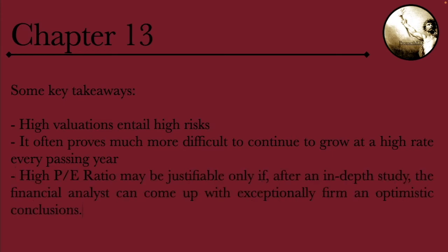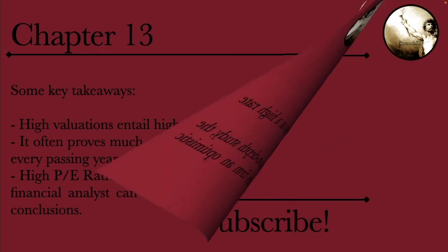Number 3, a high PE ratio may be justifiable only if, after an in-depth study, the financial analyst can come up with exceptionally firm and optimistic conclusions about the company. But not for the careful investor who wants to be reasonably sure in advance that he is not committing to the typical Wall Street error of over-enthusiasm for good performance in earnings and in the stock market. These were the key takeaways of Chapter 13 of The Intelligent Investor.